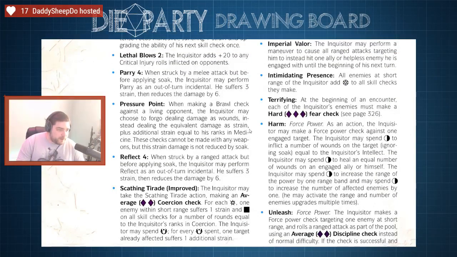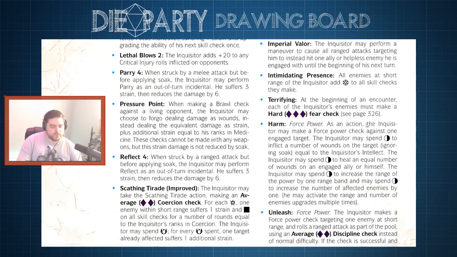So, pressure point. When making a brawl check against a living opponent, the Inquisitor may choose to forego dealing damage as wounds, instead dealing the equivalent damage as strain, plus additional strain equal to his ranks in medicine. These checks cannot be made without weapons. Cannot be made with any weapon, but the strain damage is not reduced by soak. Okay. So what does that mean exactly? Well, let's take a look at how combat works.